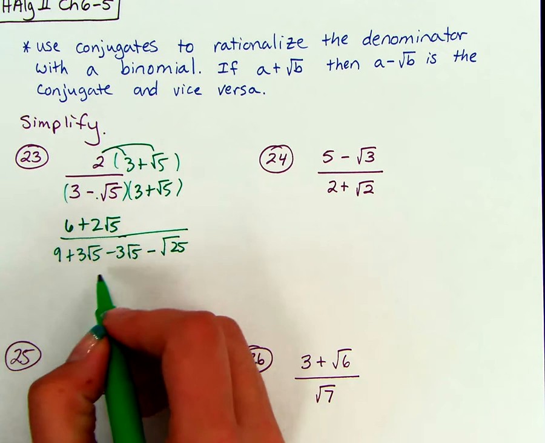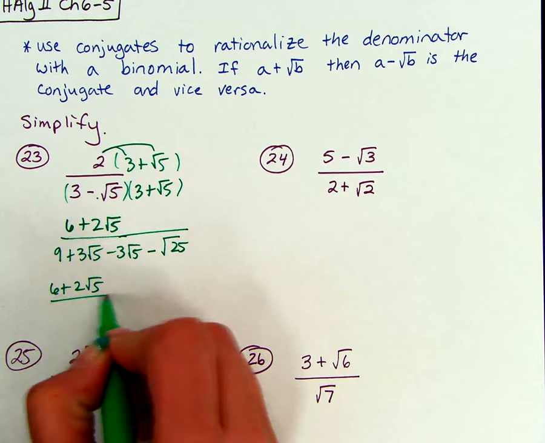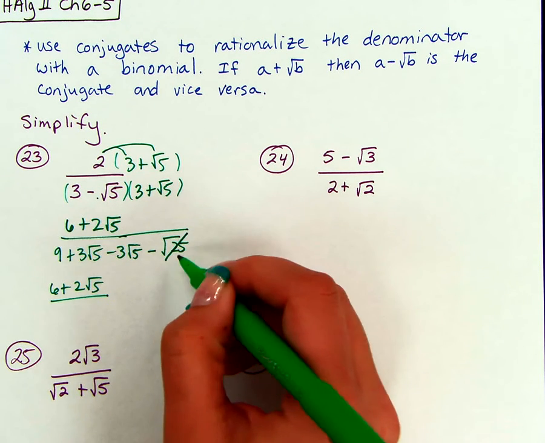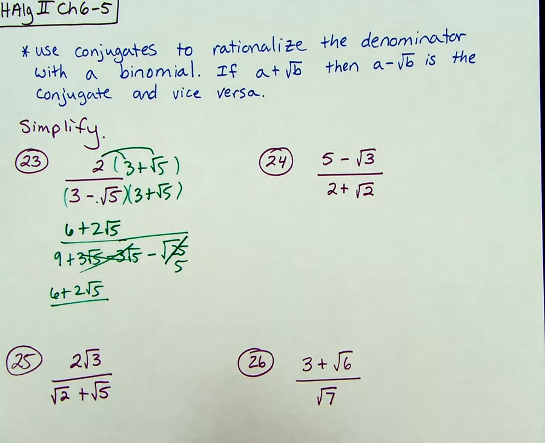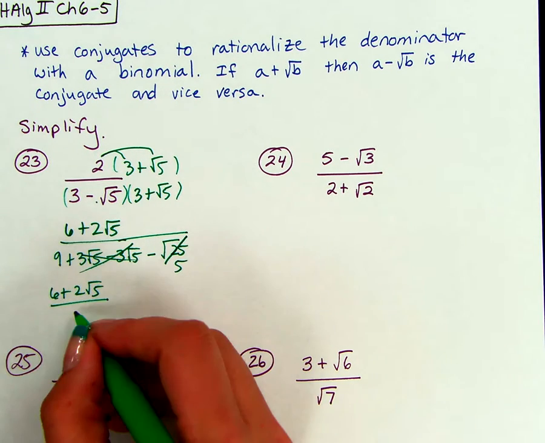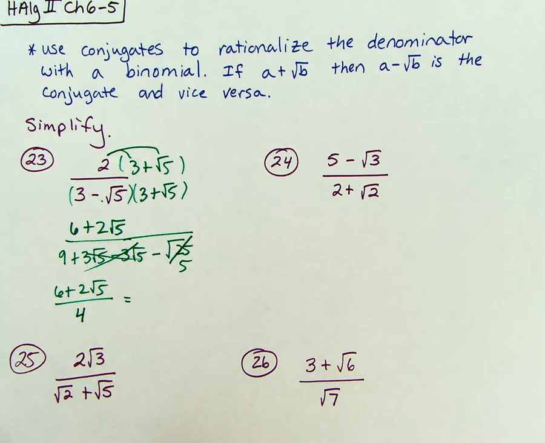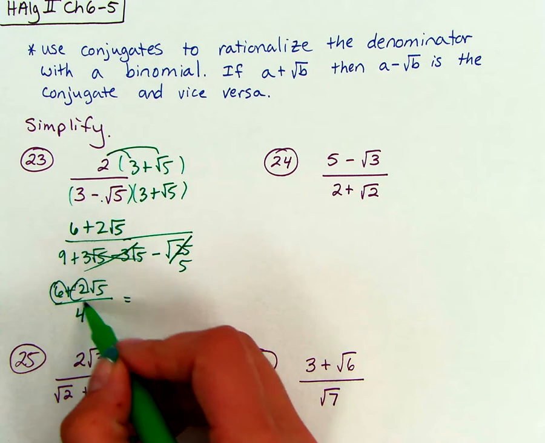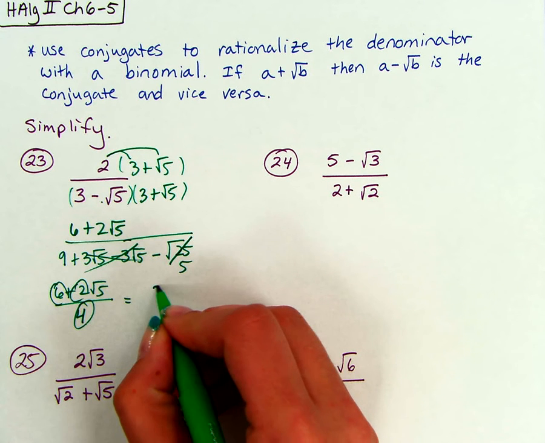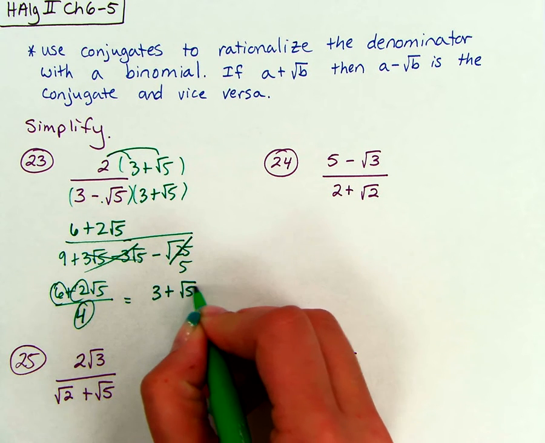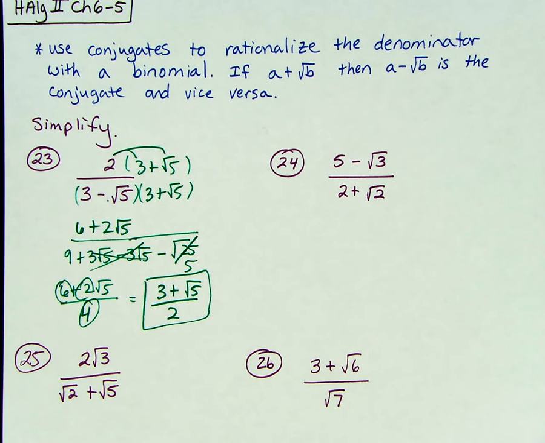So the numerator, we can't simplify anymore, so that's going to be 6 plus 2 square root of 5. In the denominator, the square root of 25 is really the same thing as 5. We can combine the middle terms, but they're going to cancel. So now we have 9 minus 5, which gives us 4. And then we have to check to see if we can divide all the terms by the same thing. So the 6, the 2, and the 4 are all divisible by 2. So we're going to divide each of them by 2 to get 3 plus square root of 5 over 2, and this will be our simplified answer.